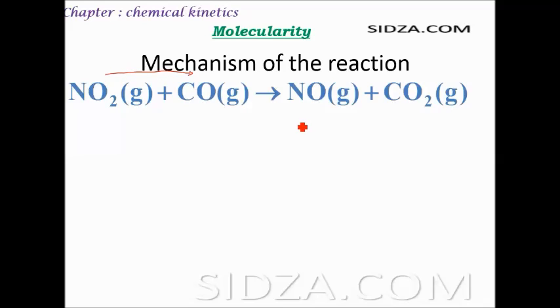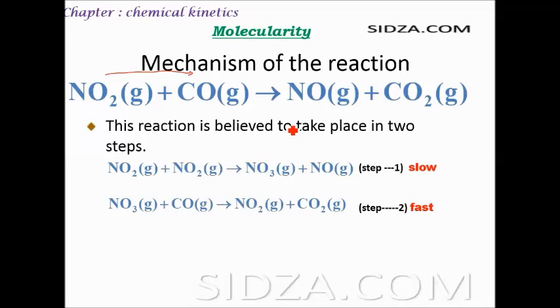But the reaction does not occur in one step, it occurs in a number of steps. And when we look at the mechanism of a reaction, the steps of this particular reaction are believed to take place in these 2 steps, right? So the first one is, this is the mechanism, 2 NO2 molecules form NO3 and NO, and this is the slow step, right?